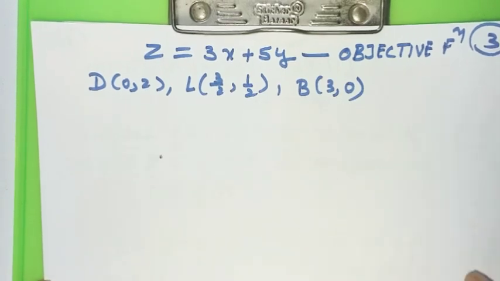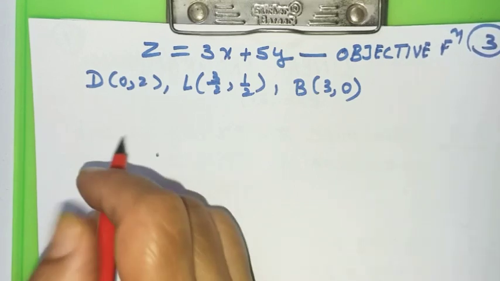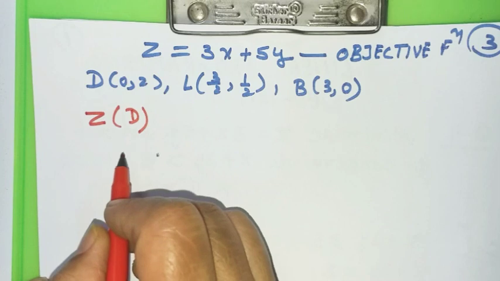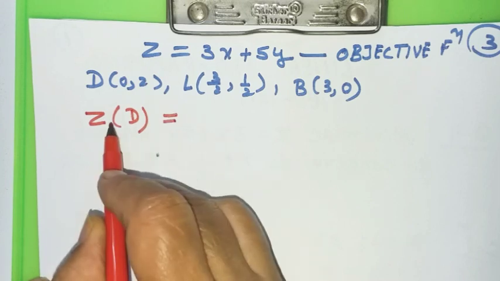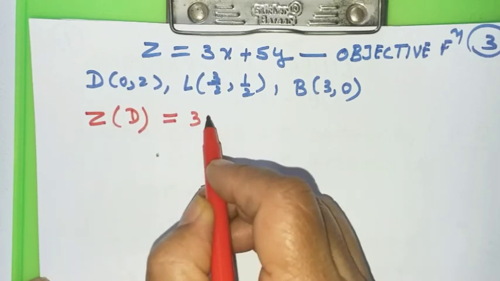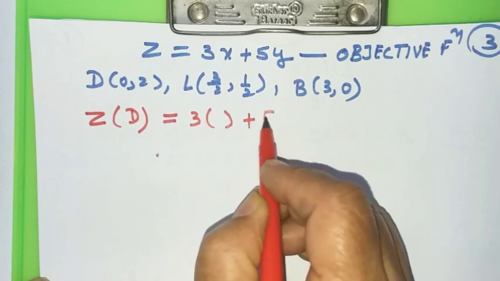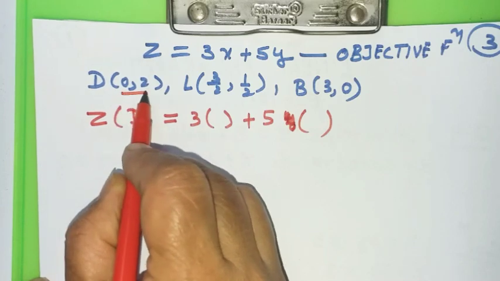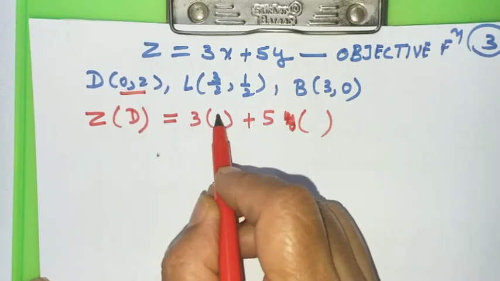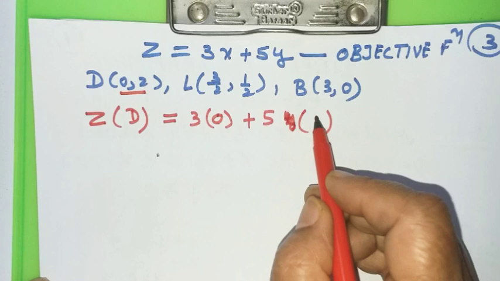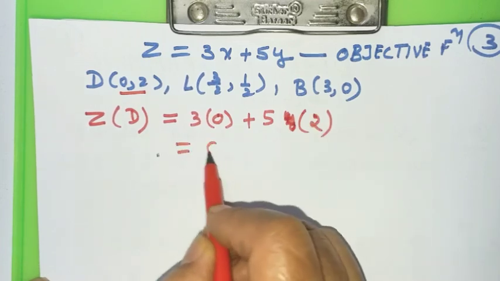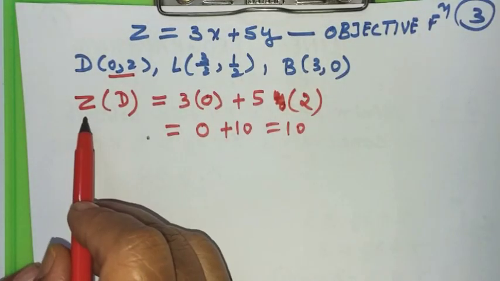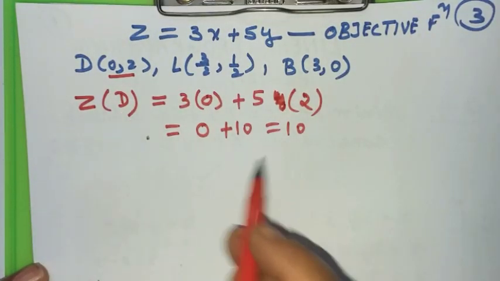Now the next step is that I find the values of z one by one at these corner points. So first of all, I find the value of z at the point D. That means in 3x plus 5y, in place of x and y, I am going to put 0, 2. So x is 0, 3x, y is 2, 5y, which gives me 0 plus 10, that is 10. So that means the value of the objective function at the point D is 10.